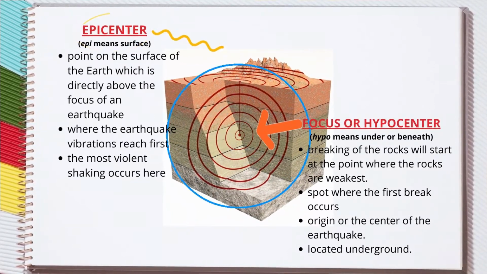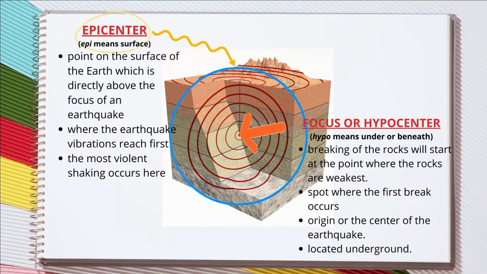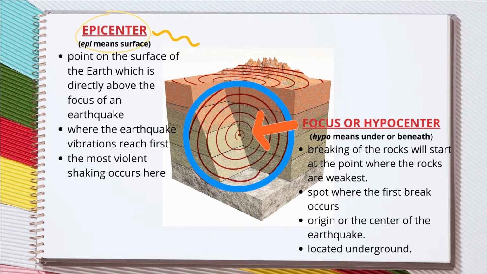Epicenter is the point at the surface of the earth which is directly above the focus of an earthquake. It is where the earthquake vibrations reach first. The most violent shaking occurs here.